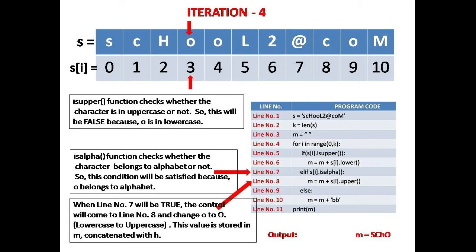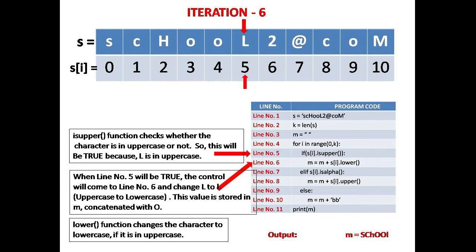Here in iteration 4 the character is small o and the condition will follow in the same way as in s[0] and s[1]. Again in iteration 5 we have a small o and it will take place in the same way as in iteration 4. Both o's will be stored as output in a capitalized form. Now we come to iteration 6 where we have capital L and the condition will take place in the same way as in s[2] with capital H. That means this L will be stored after converting to lowercase.